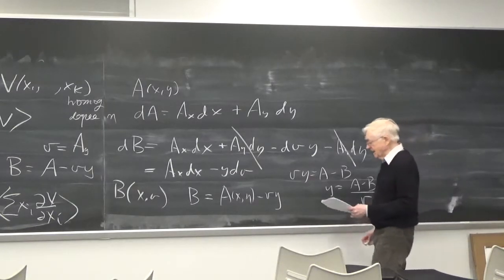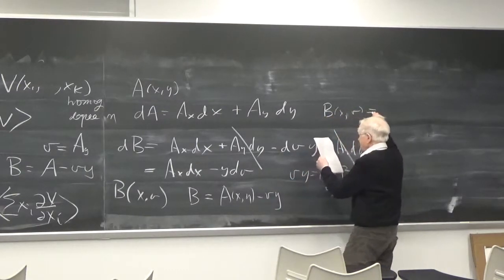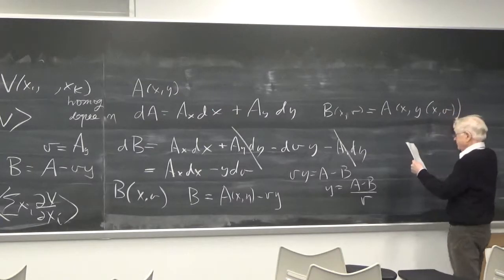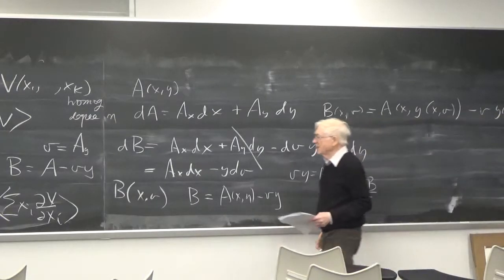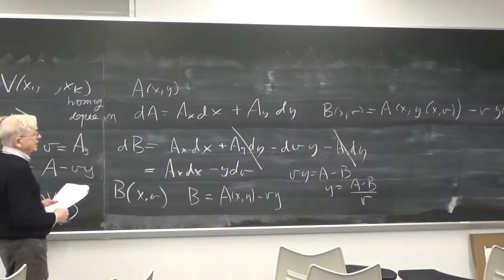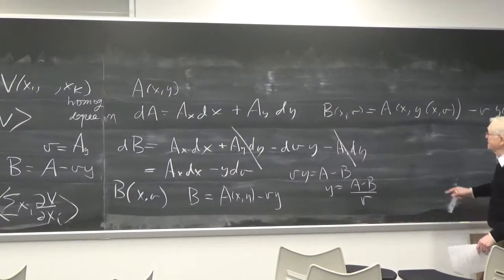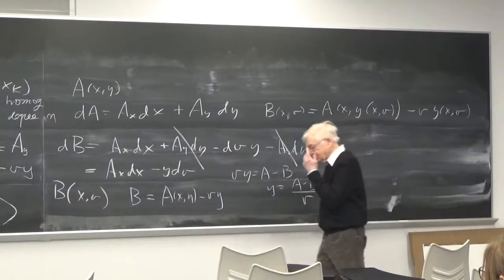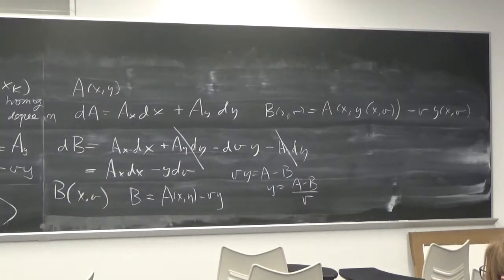as a function of x and B. But if you can, then what you have is that B of x and V is equal to A of x, and then y of x and V, minus V y of x and V. So you can solve this equation for y as a function of x and V, then you can actually make B the function of x and V in this way. And it turns out that in physics, the theories that we normally consider are ones where you can do this Legendre transformation.